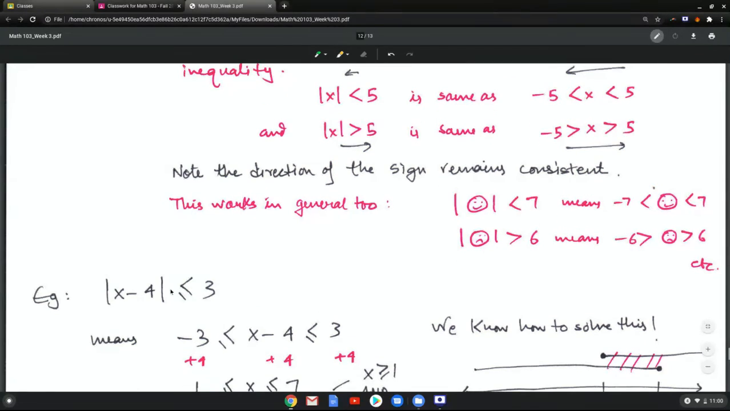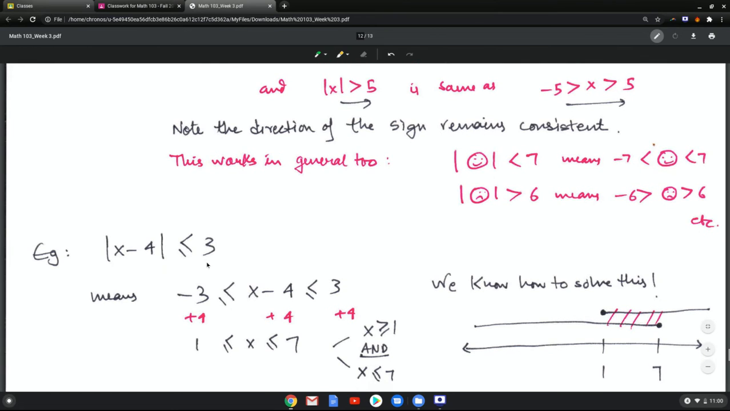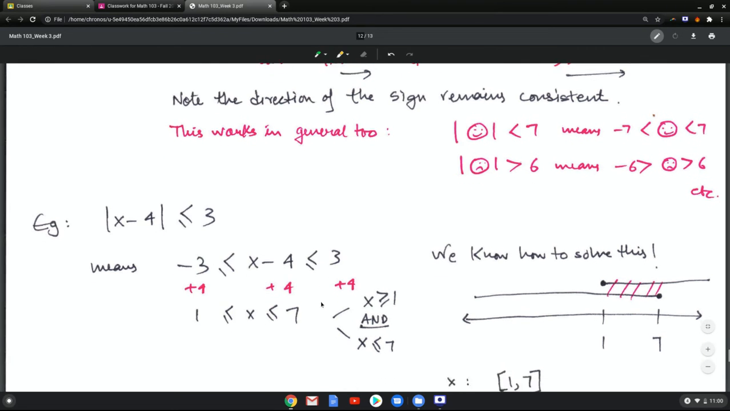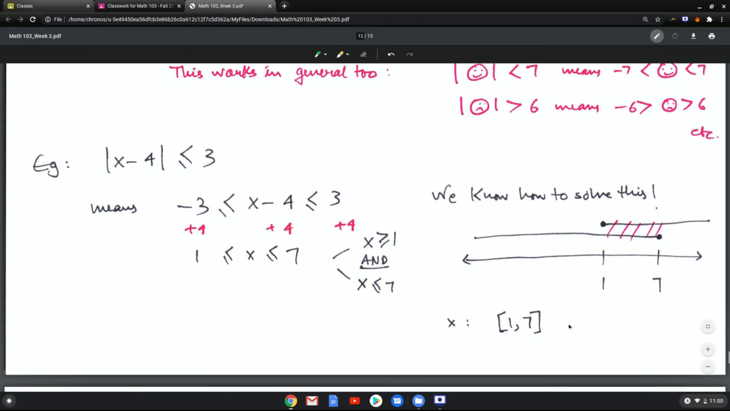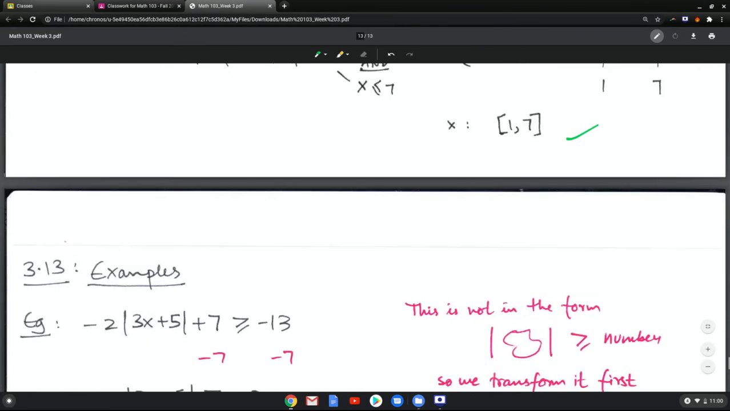For example, absolute value of x minus 4 less than or equal to 3. Everything is to the left, so that's what I get. And I know how to solve this because I just add 4 and I get this intersection, and that's my result. So it boils down to what we've learned before.